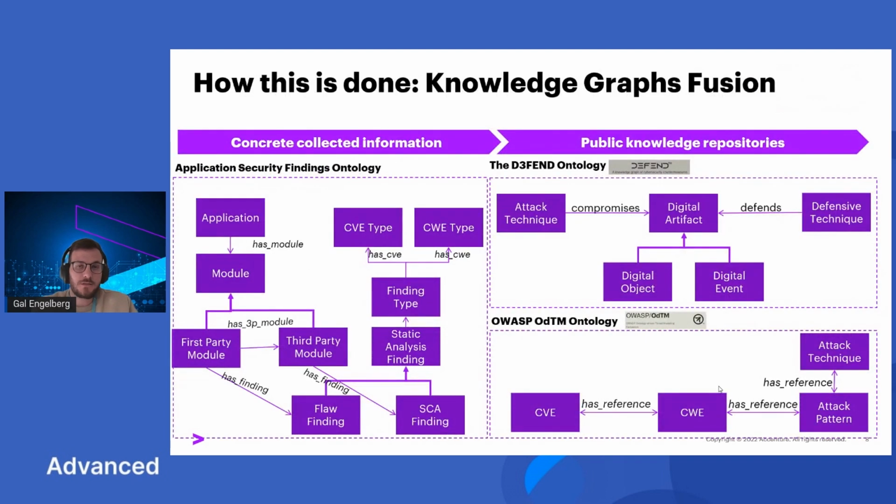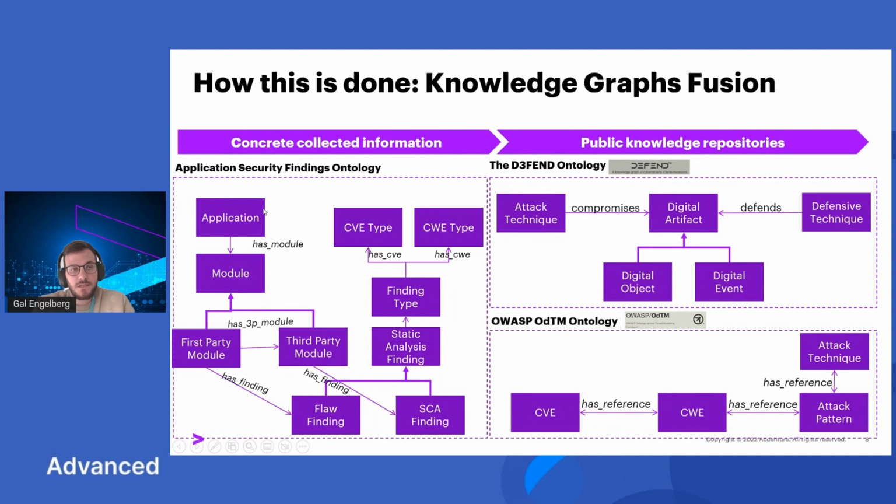After I described at a high level the technological stack that we are using, let me deep dive into the details. You can see here how this is done, basically based on information fusion. At a very, very high level, we take concrete collected information, which you can see here on the top, and we use public knowledge repositories in order to retrieve information regarding attack techniques and defensive techniques.